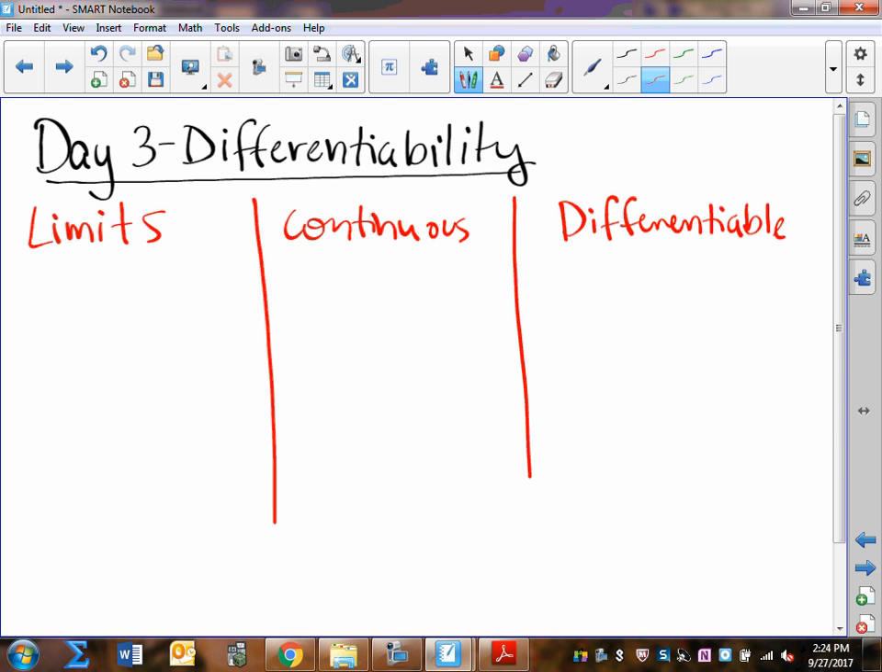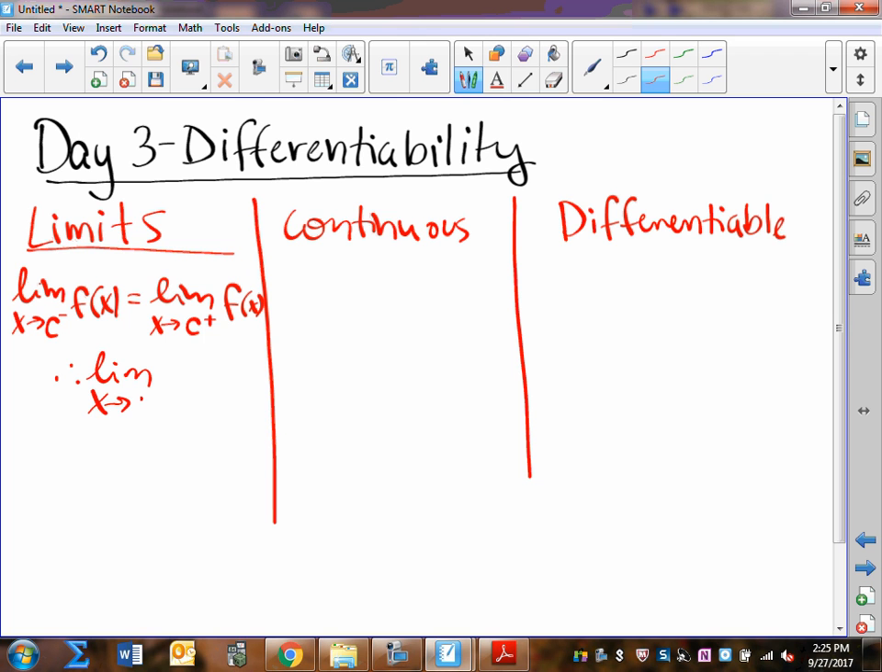Continuous and differentiable. Alright, so we know for my limit to exist, I must have that the left-hand limit and the right-hand limit equal each other. So the limit as x approaches some value from the left must equal the limit as x approaches that same value from the right. So my left hand and my right hand must be equal in order for me to say that the overall limit exists. And we keep saying it, and I'll keep saying it again. We don't have to have the function defined there. We don't have to have f of c. We might have it, we might not.